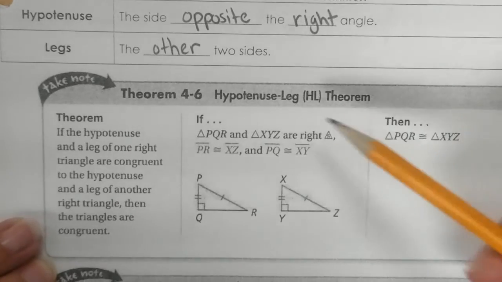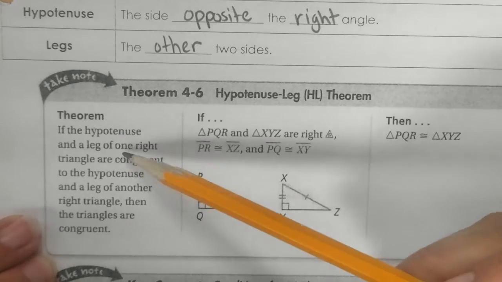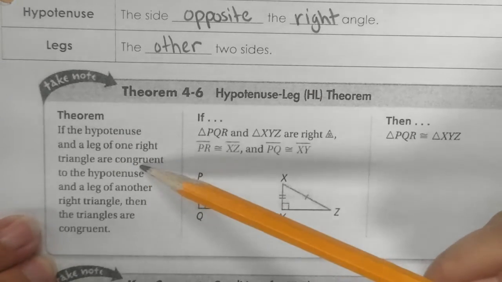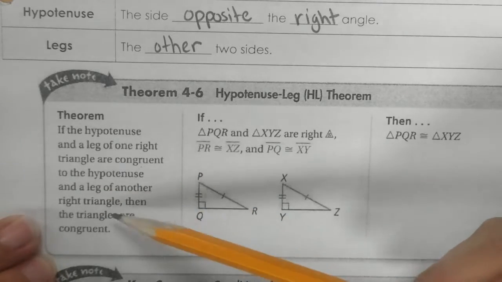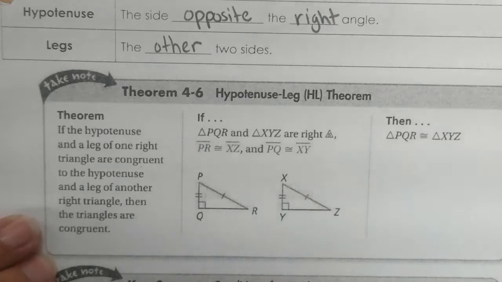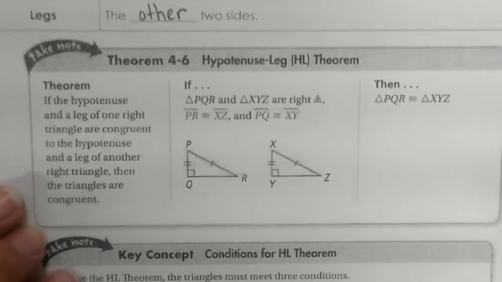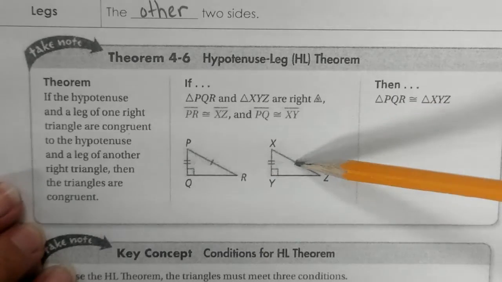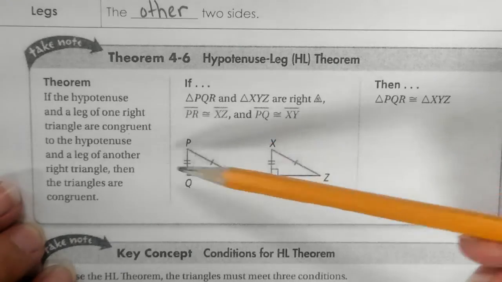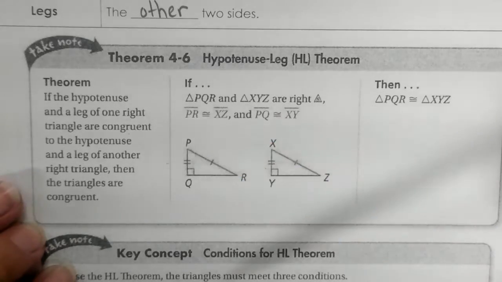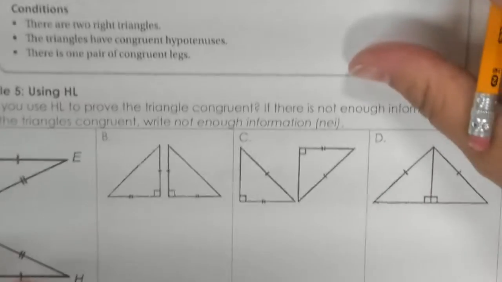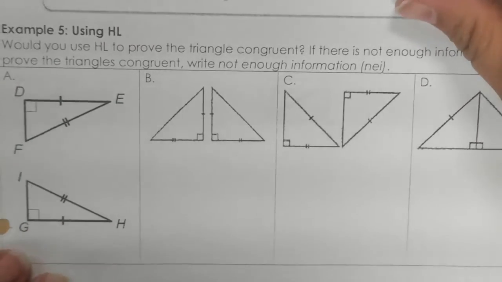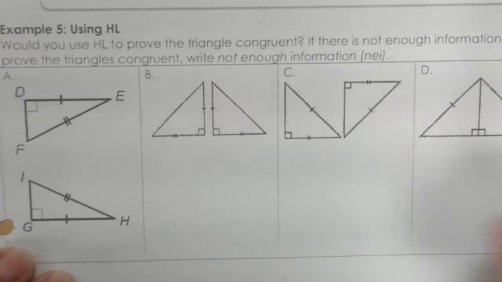Alright, so if the hypotenuse and a leg of one right triangle are congruent to the hypotenuse and a leg of another right triangle, then the triangles are congruent. Okay? So we have the hypotenuse, and we need to have one set of legs that are congruent, and it has to be in what type of triangle? A right triangle. So if we look at the examples given to us, all of these examples are right triangles.